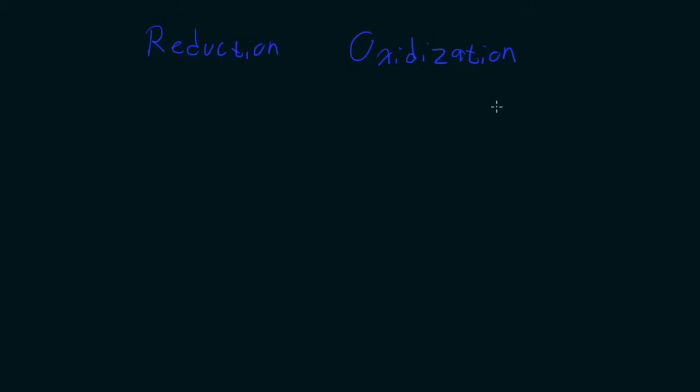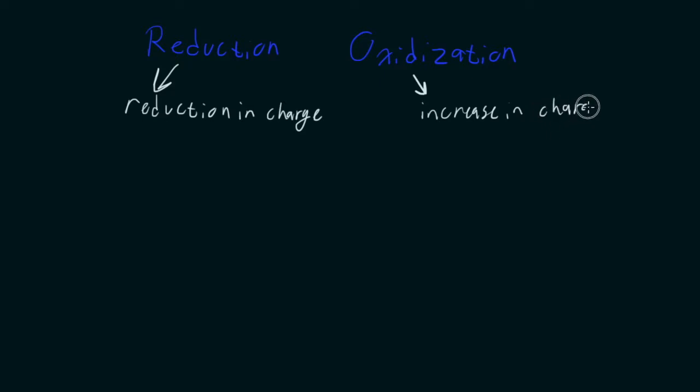And the final reaction type that we're going to be covering is a redox reaction. Redox reactions are made of two parts: reduction, which is going to refer to a reduction in charge, and oxidation, which is an increase in charge. And so when we talk about reduction oxidation reactions, or redox reactions, we're really looking at the trading of electrons.